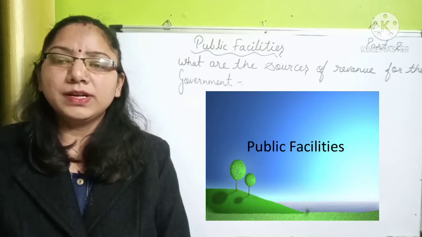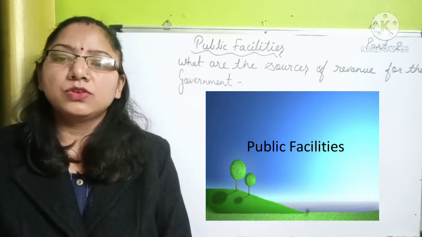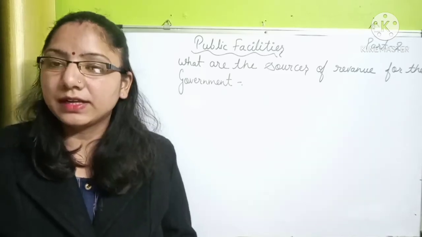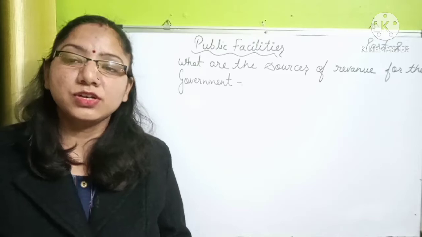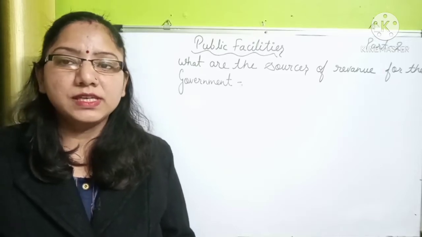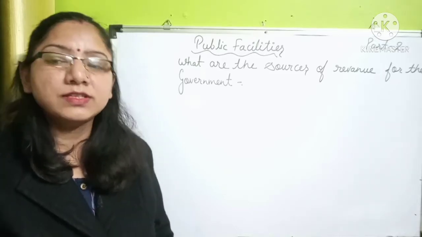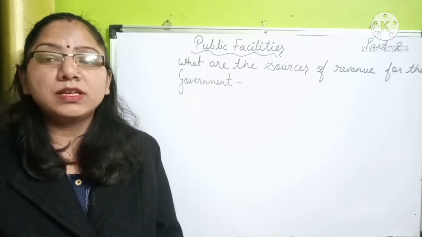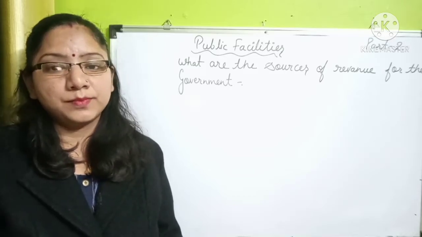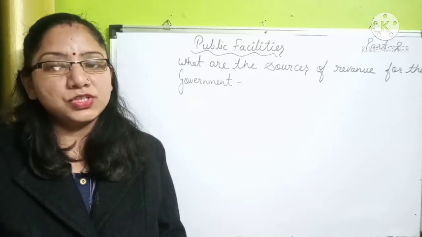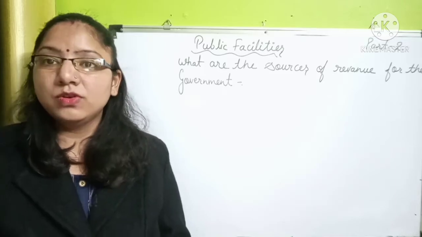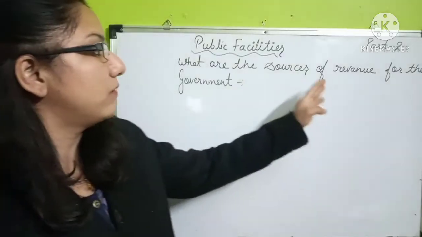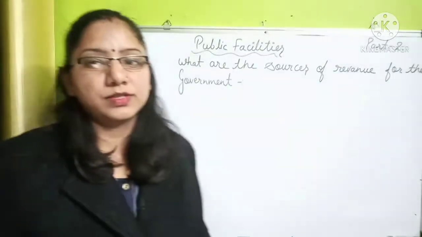So, if the government is providing the facility to all people, from where is the government getting its money? As in the discussion of Amu and Kumar, we have seen that if the government will provide the facility to everyone, from where is the government getting money to do different types of things? So we will search for the answer to this question in this video. Our question is: what are the sources of revenue for the government?